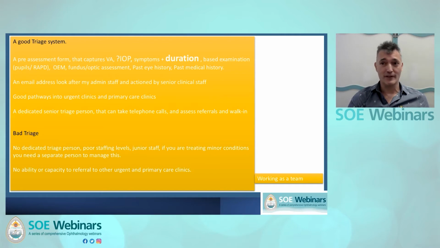Junior staff, I would recommend senior staff to do triage. Junior staff are not going to be able to sort out any minor illnesses, non-emergencies. And are you having somebody treating minor conditions? Do you need somebody separate to manage this? If you don't have somebody separate, is the triage nurse going to do it? You're not going to have an effective triage. Also, if you have no ability or capacity to refer to urgent or primary care clinics, that means your casualty, your emergency service, is going to be clogged up with non-emergencies, things you're going to have to follow up yourself.